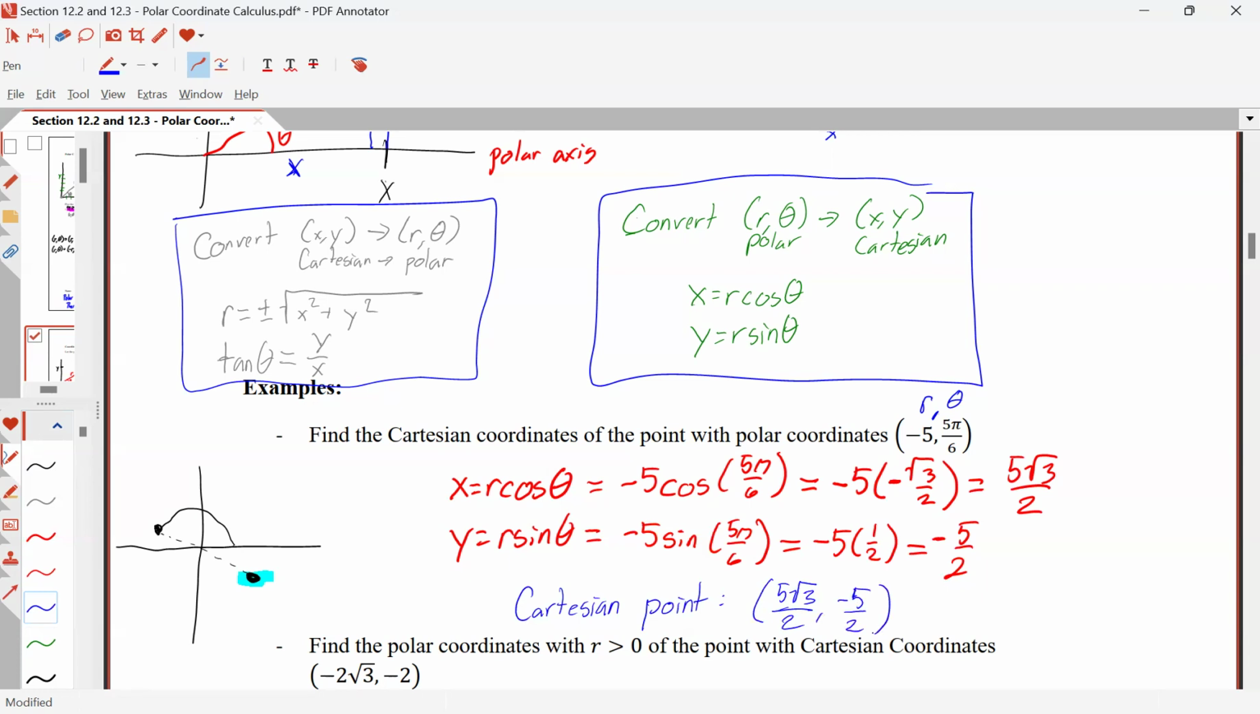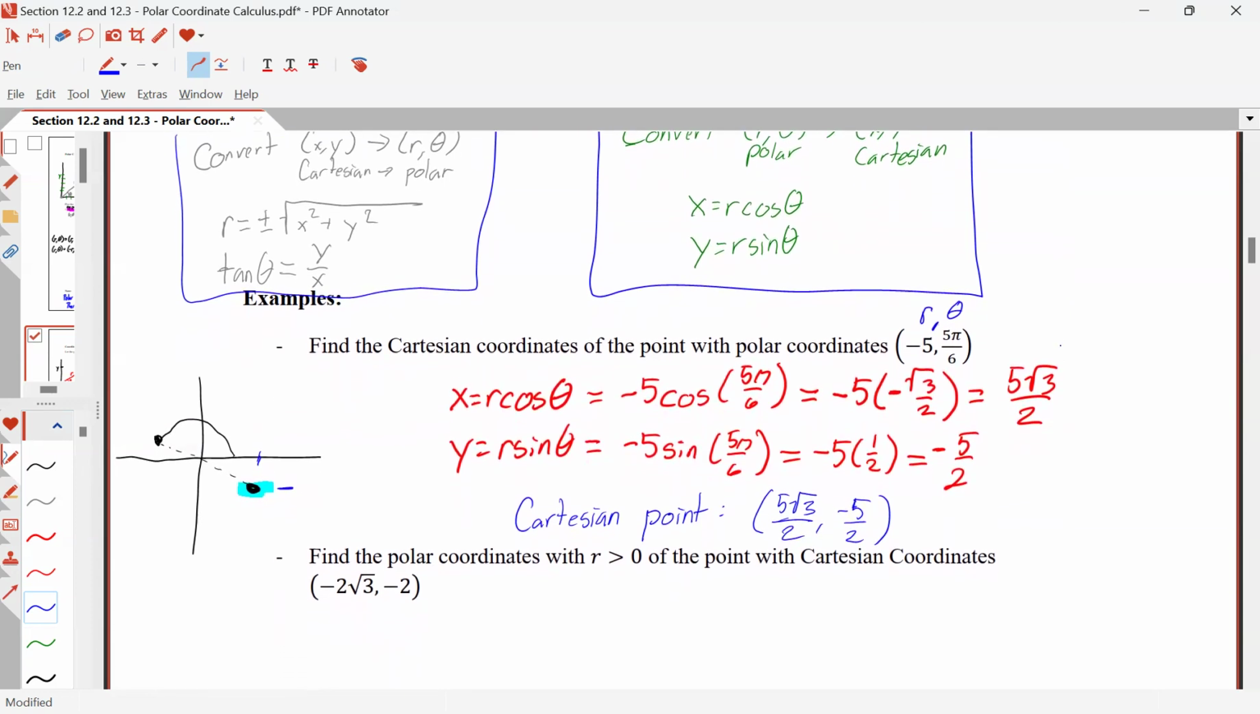And does that make sense with where we've plotted our polar coordinate? Yes. We have a positive x and a negative y. So our Cartesian point should land in the fourth quadrant, which is also where our polar coordinate landed. So it makes sense for these points to be the same.